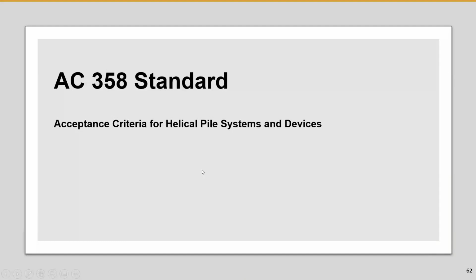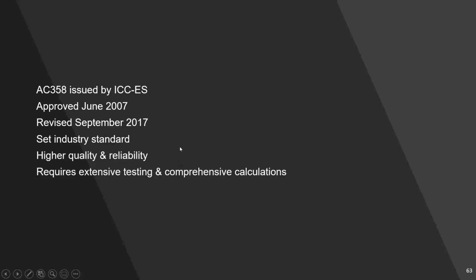Now, AC358, like I said, was issued in 2007, and it's the acceptance criteria for helical pile systems and devices, and really, it was revised in 2013, 2017, and the latest one, 2020. It really sets the industry standard, to tell you the truth. And also higher quality and reliability.